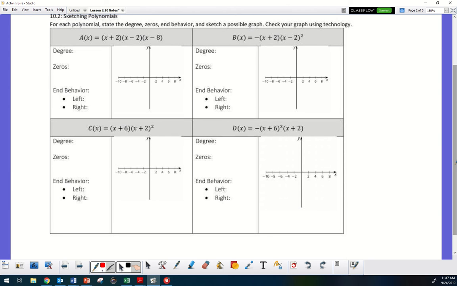It says, sketching. For each polynomial, state degree, zeros, and behavior, then sketch a possible graph. Check your graph using technology. You all have calculators. We can use them, but we're going to do it last, not now. So it's not graphing yet, not on the calculator yet. All right, first, let's see. This says I have a zero where?